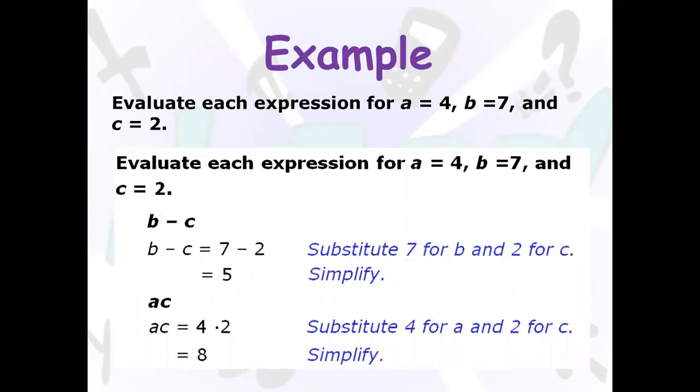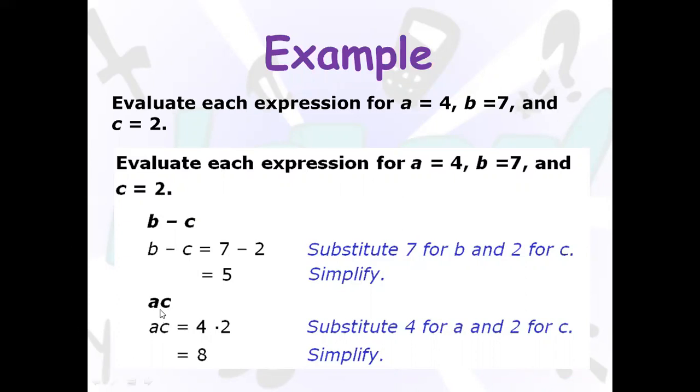Okay, let's look at an example. Evaluate each expression for a equals 4, b equals 7, and c equals 2. As you can see, they have given you the values of the variables. A is 4, b is 7, and c is 2. And they asked you to evaluate b minus c. So what you're going to do is substitute the value of b in place of b. What's the value of b according to the question? It's 7. So 7, the operation is minus, and the value of c is 2. So substitute it in place of c. 7 minus 2 is going to give you 5. It's easy as that. Only you have to be careful about the values. You should not mix up the values.